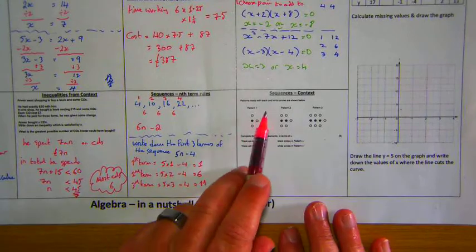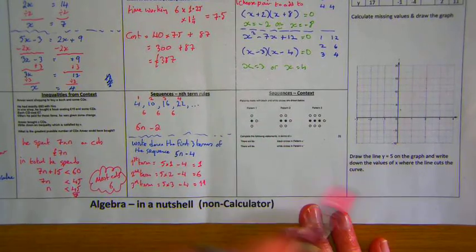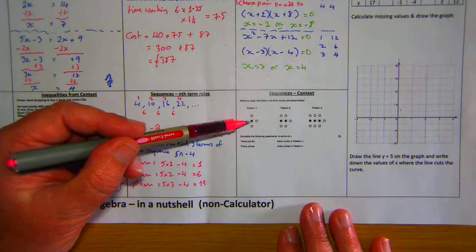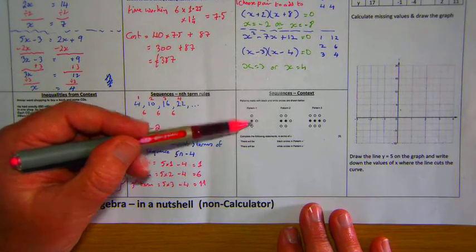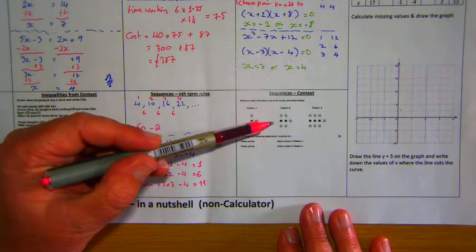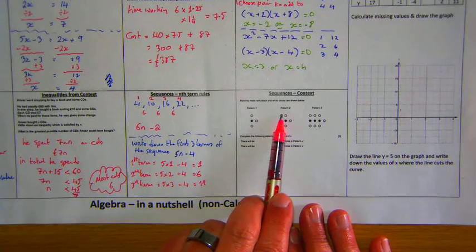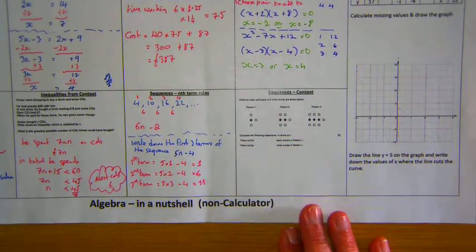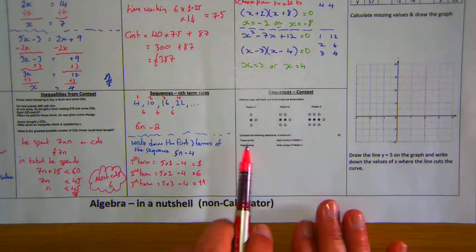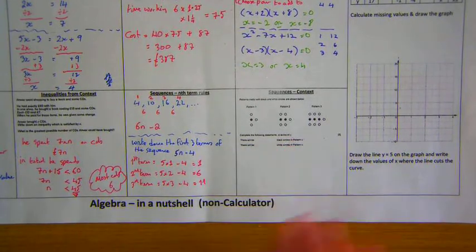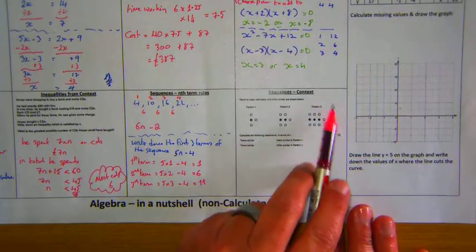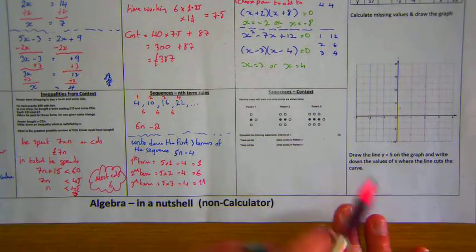So patterns made with black and white circles are shown below. So pattern 1 has got a central black surrounded by 3 white. Pattern 2 changes. It takes pattern 1 and then it puts those extras on there, and so on. Complete the following statements in terms of n. So I'm looking for the nth pattern.